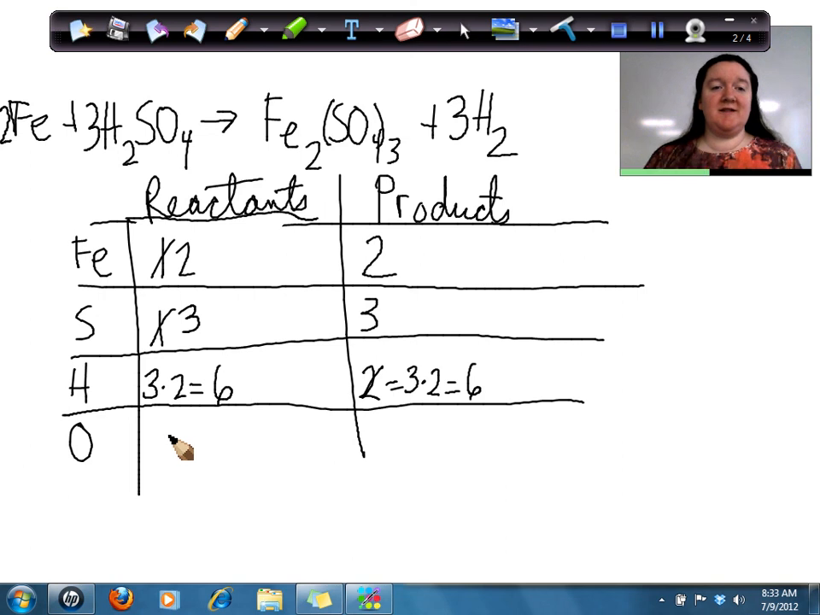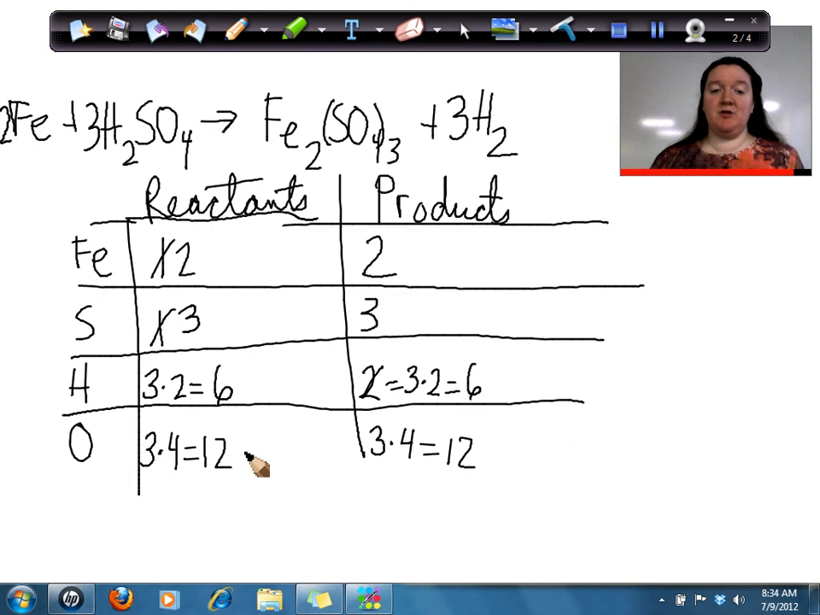Now we need to look at my oxygen. Let's see if we have those balanced. On this side, I have 3 of the O4s. So I'm taking 3 times 4, which will give me 12. And on this side, there's a 3 outside, but there's a 4 inside. So again, I'm taking the 3 times the 4, which gives me 12. So now I have those balanced again. I have 12 oxygen on that side, and I have 12 oxygen on this side.